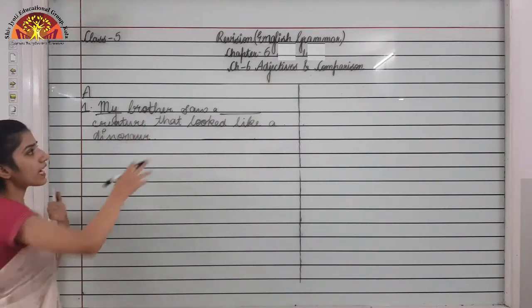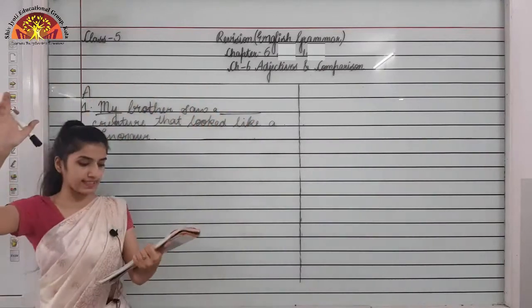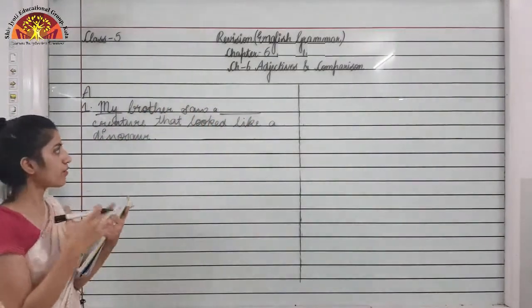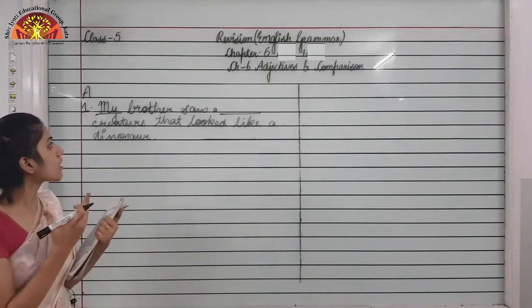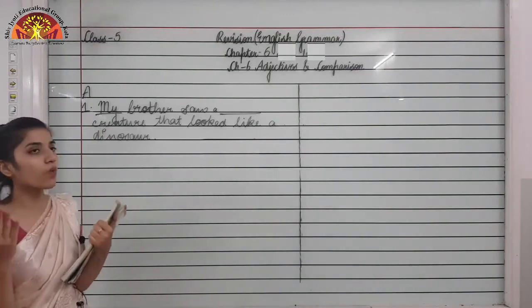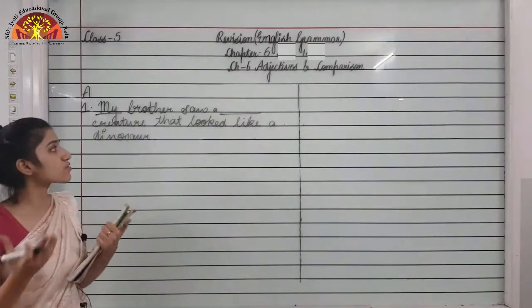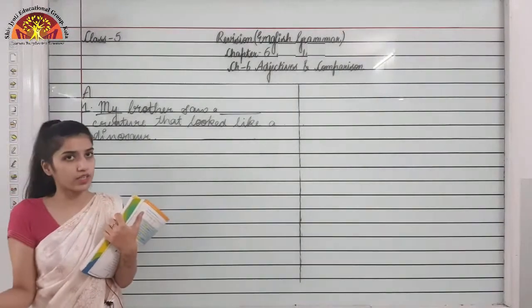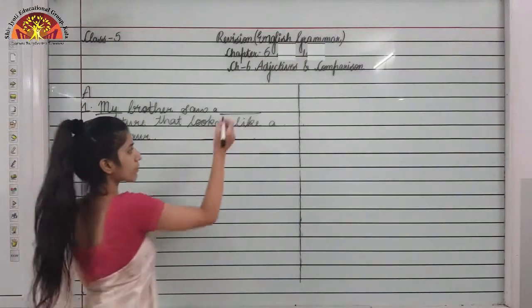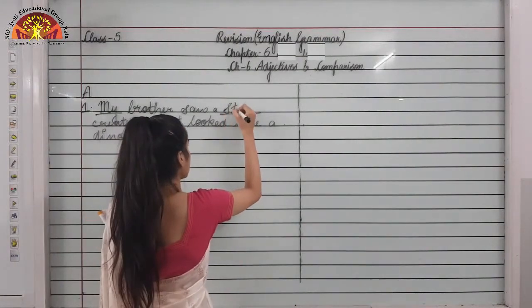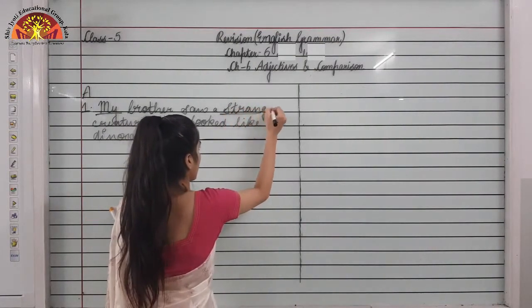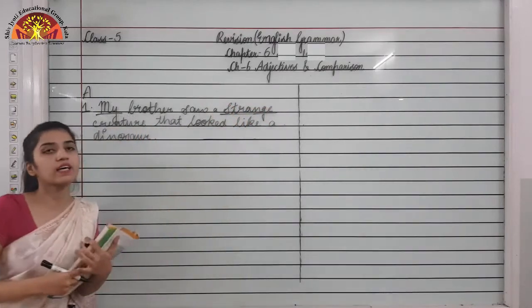Okay, and we are given here two options, that is strange and familiar. If you are familiar, then why would my brother see what? A strange creature. Of course, he has seen a strange creature that looked like what? A dinosaur. So what would be the correct answer? That is strange. Okay, so this would be the correct answer.